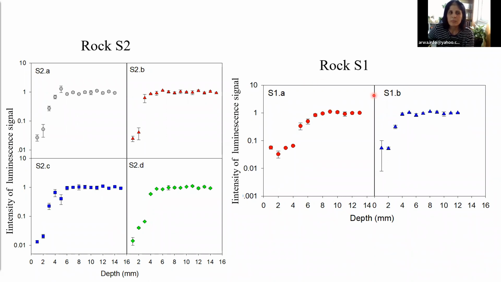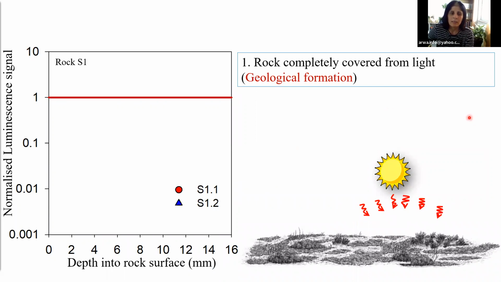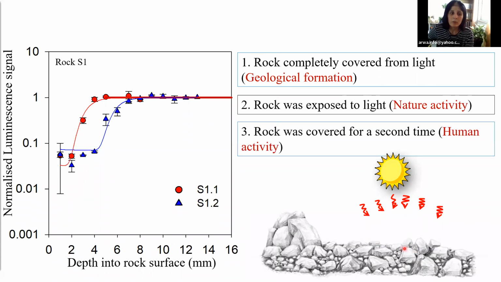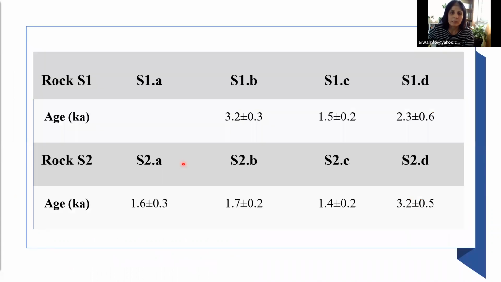So we used the previous criteria to understand the history of the rocks. They were in saturation when they were lying in the area. Exposure to light allowed the signal to drop in both rocks. Using the rocks in constructing the wall allowed the signal to grow. So this looks ideal. However, we used the same method we used in Khatshabir. We excluded the cores that were not really bleached, because the ratio between the signal before bleaching and after burial was less than 3%.